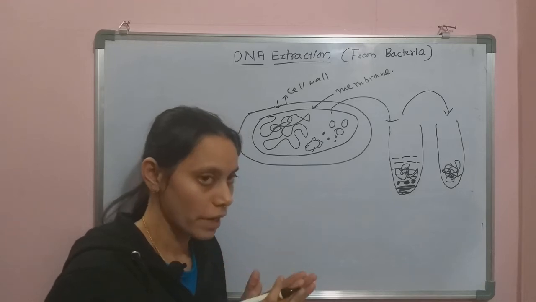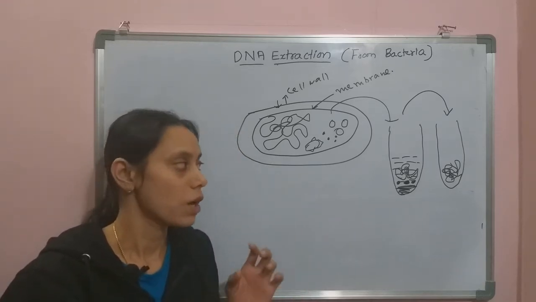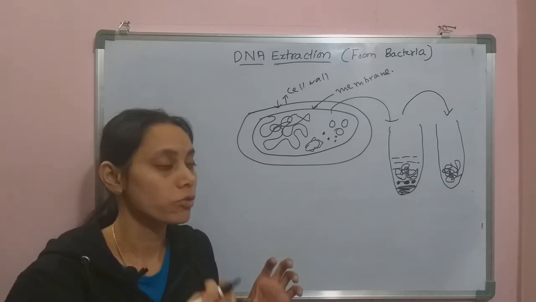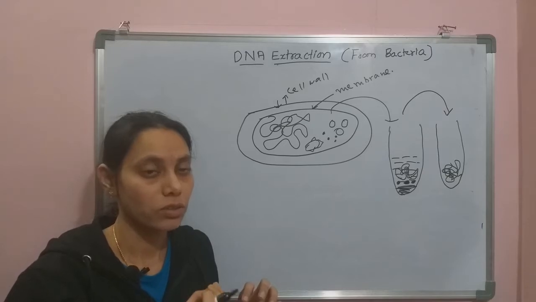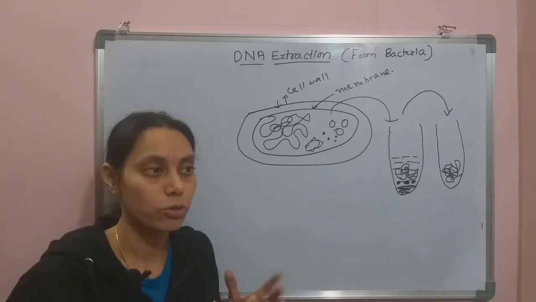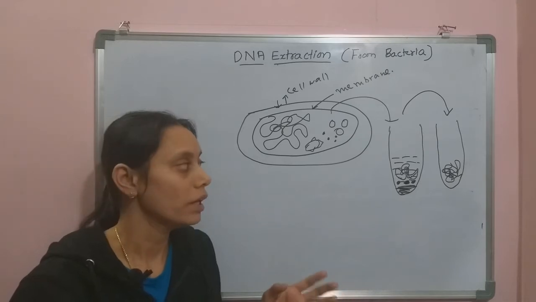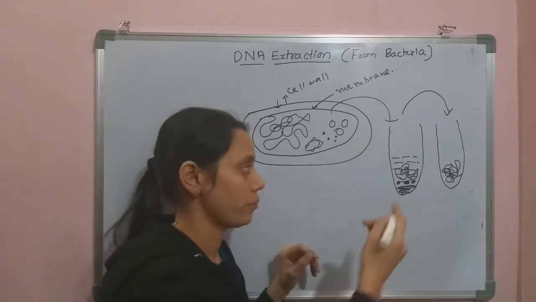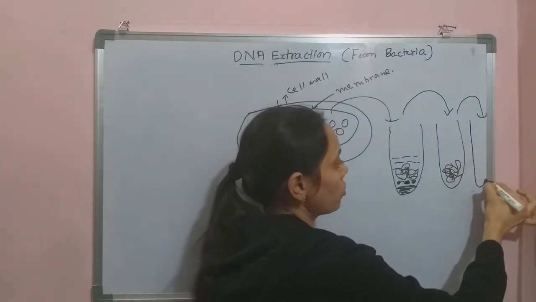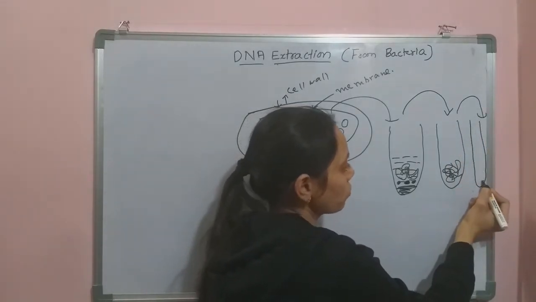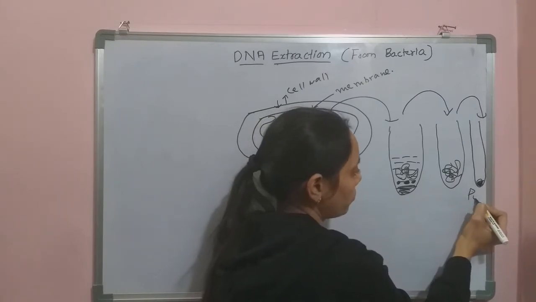Once you have extracted the DNA, you need to purify it. That means we need to go for purification to remove any possible salts or detergents that were used in this process of DNA extraction. So that is the purification step, and that is going to be the third step. Towards the end of the procedure we are going to get the DNA in its pure form.